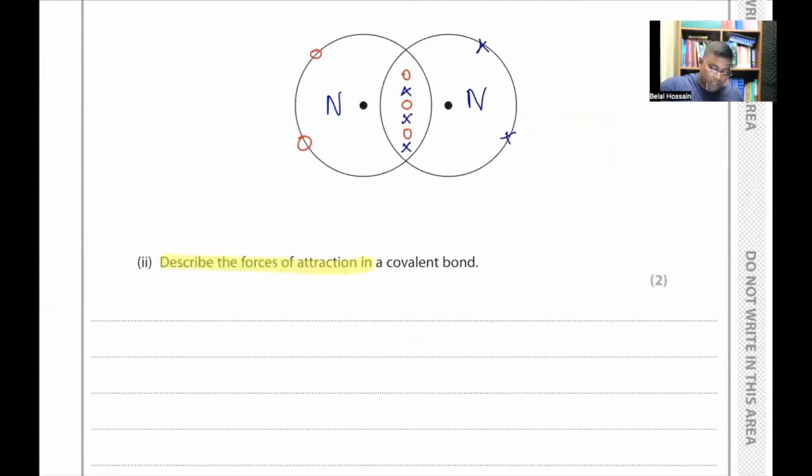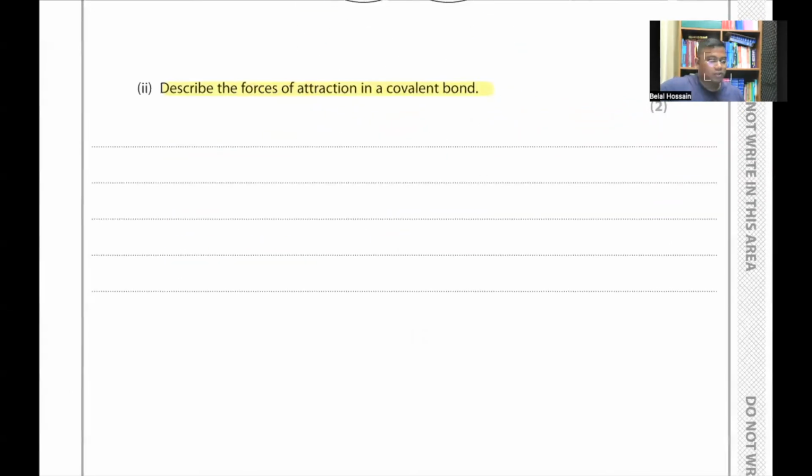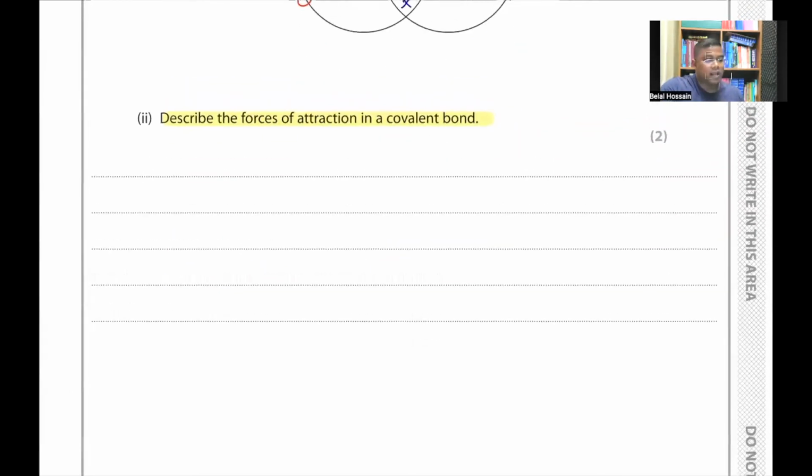Describe the forces of attraction in a covalent bond. So basically the forces of attraction in a covalent bond arise from the shared pair of electrons, which is then attracted by the 2 nuclei.